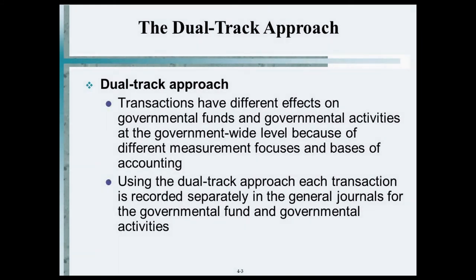So why do we use the dual track approach, by the way? Because we'll go crazy. If you have two ledgers to keep, one on the modified accrual basis and one on the accrual basis, you'd go bonkers. So the dual track accounting allows you to make these journal entries to recognize the impact of both the accrual basis and modified accrual basis. And in the real world, you keep it on the modified accrual basis. At the end of the year, you make the journal entries to bring it to the full accrual basis.